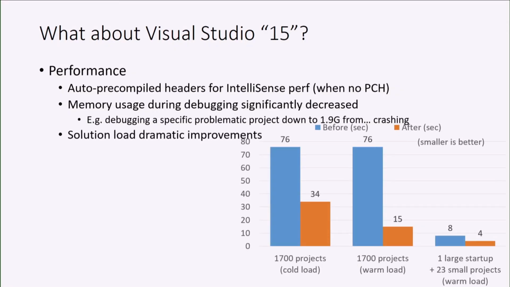Something else we've done is that we've actually spent time improving the solution load performance. What you'll see here in this picture is Chrome, which is a really large solution. It has about 1,700 projects, and it used to take about 76 seconds in 2015 for us to be able to load the solution. But now with VS15, we can do that in 15 seconds flat.